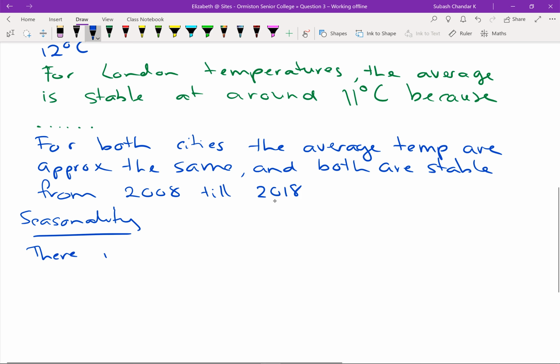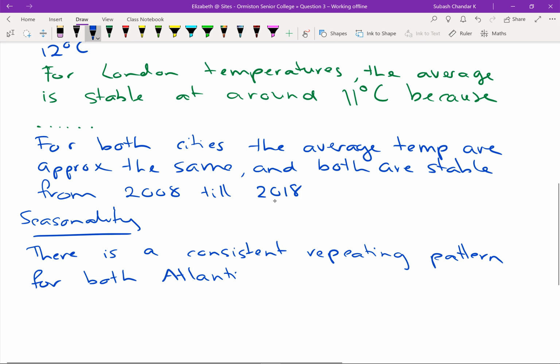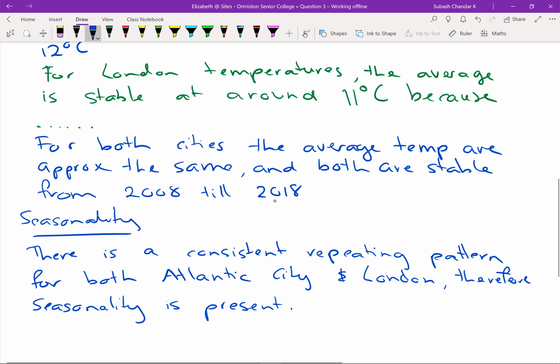So that's my very first sentence, is that I've identified that there is one. There is a consistent repeating pattern for both Atlantic City and London. Therefore, seasonality is present. That's always the first thing I want to do is verify, is there a seasonal pattern?